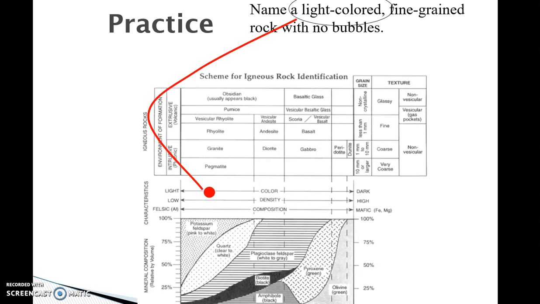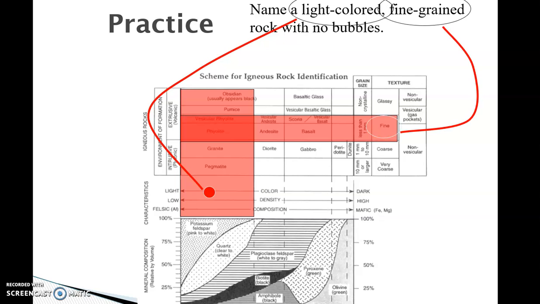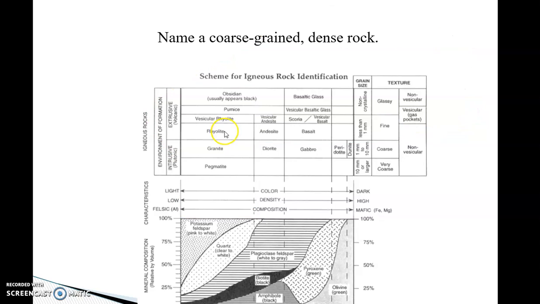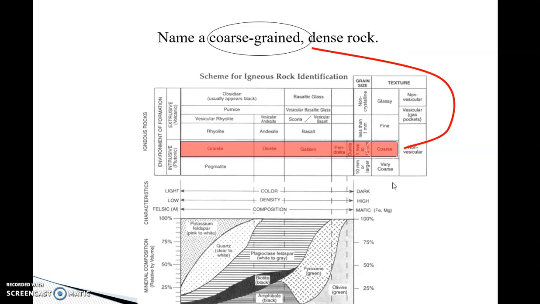So let's do a little bit of practice. Let's name a light-colored, fine-grained rock that has no bubbles. I don't know if you could read that, but it's rhyolite. Let's try another one. Coarse-grained, dense rock. It would have to be gabbro.